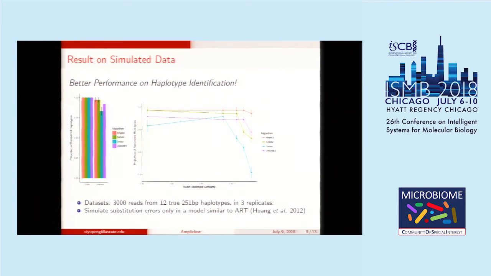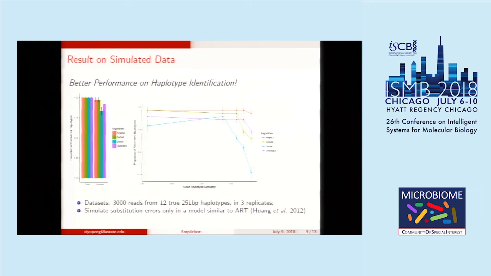We simulate our data sets based on a model that is very similar to ART, where we learn the quality profile from the real mock data, and then we treat the quality scores as literal. Then we compare our algorithm with three very popular algorithms based on the testing data sets.